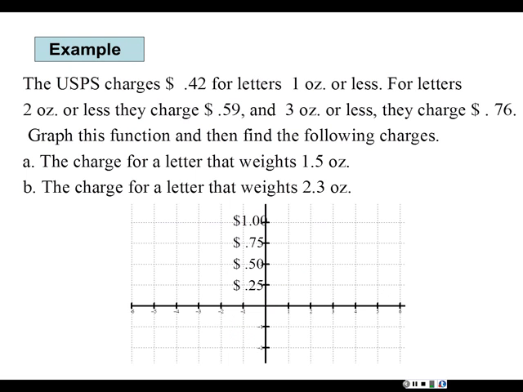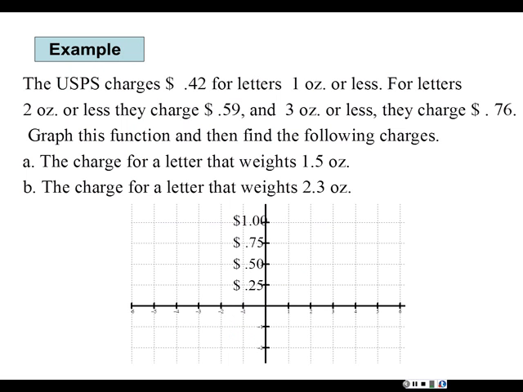Let's say here we have an example. The USPS charges 42 cents for letters of 1 ounce. For letters of 2 ounces or less, they charge something else. For 3 ounces, they charge something else. Graph this function and then find the following charges. Now how can you draw that? How can you graph it?